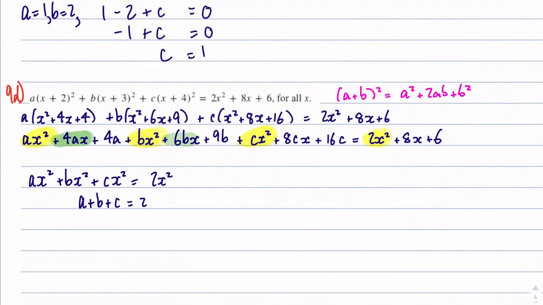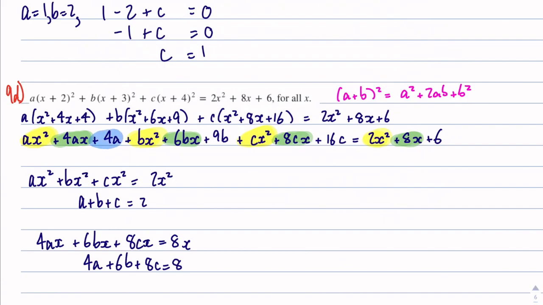4ax plus 6bx plus 8cx equals 8x. So I know 4a plus 6b plus 8c equals 8. Okay. Finally, constants. Those ones equal that. So I know 4a plus 9b plus 16c equals 6.